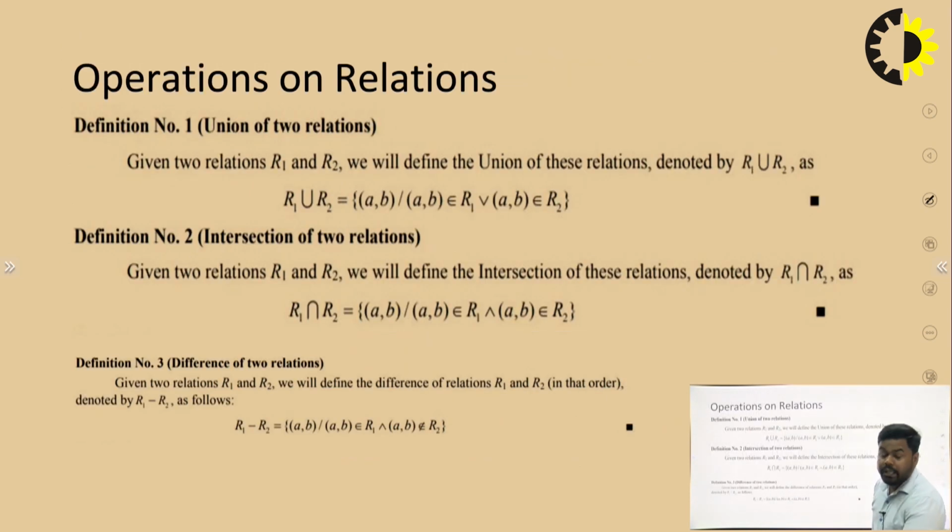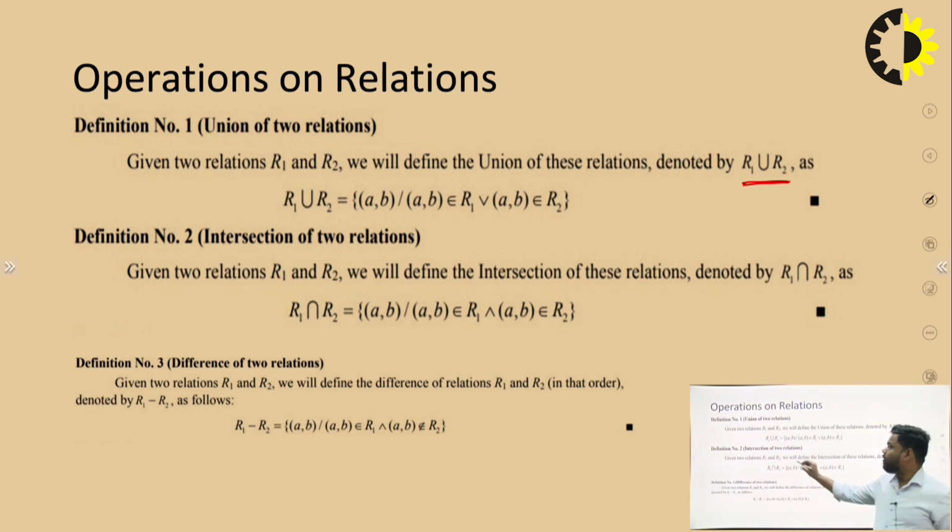Now the next topic is operations on relations. There are 3 operations on relations: union, intersection, and difference. The union of two given relations R1 and R2 is denoted by R1 ∪ R2. U means union. If (a, b) belongs to R1 or to R2, that means it is in the union.